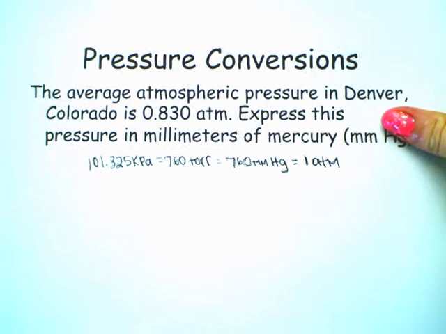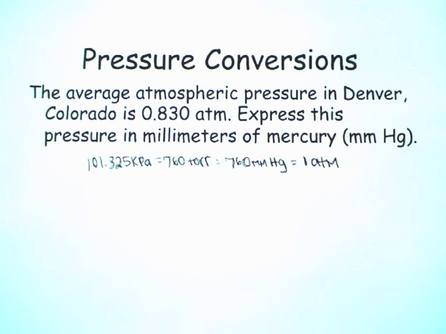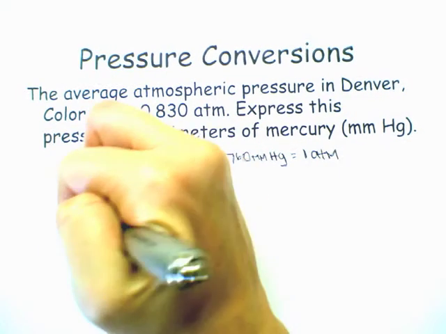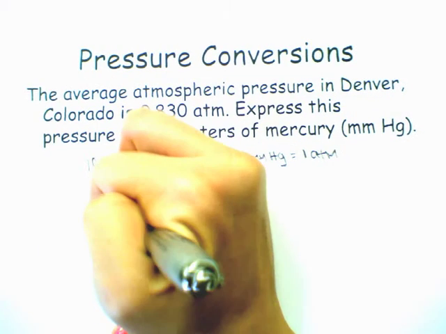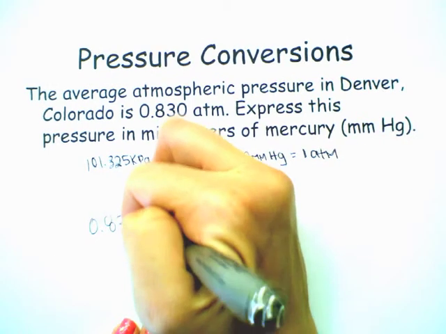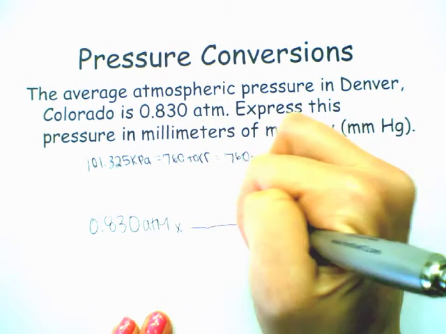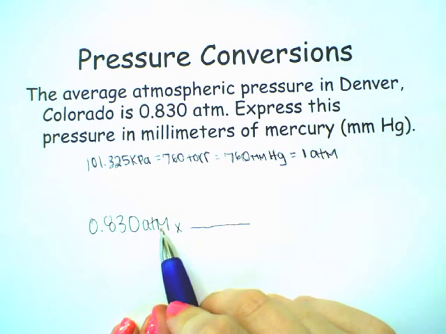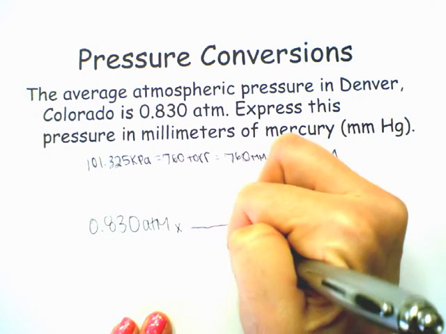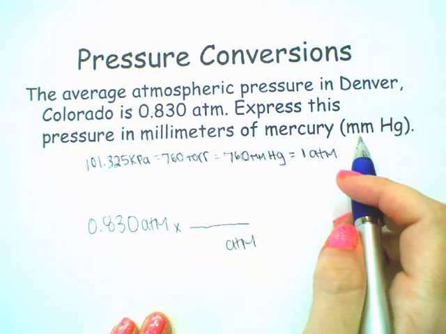Still talking about the atmospheric pressure in Denver, Colorado, except we are using different units this time. So in this case, they express the atmospheric pressure in atmospheres, so 0.830 atmospheres, and the question is asking for the pressure in millimeters of mercury. So start by writing the given information, 0.830 atmospheres. I have atmospheres on the top, so I'm going to put atmospheres on the bottom so we can get rid of that, and we are looking for millimeters of mercury.